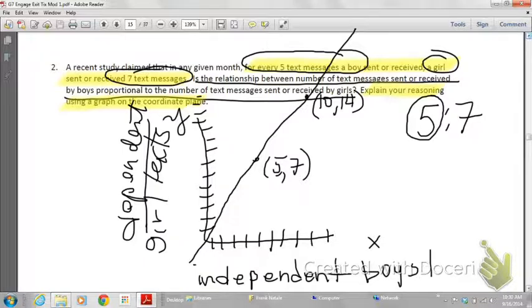So if you can make sure that they are doing this, they are doing a few different things. They are labeling their axes, okay. Boys text, girls text. They are labeling points on the coordinate plane, plotting those points as well. Okay, so that's really important. If they did all that, and then again, of course, wrote an explanation.